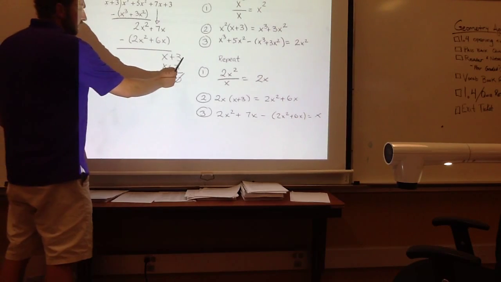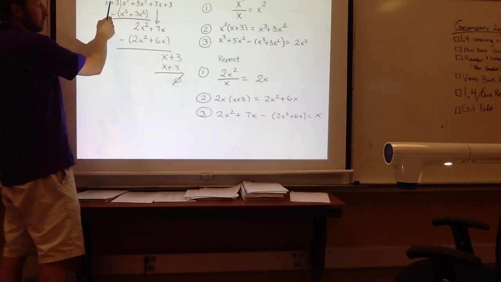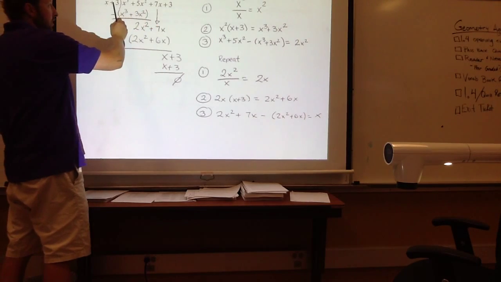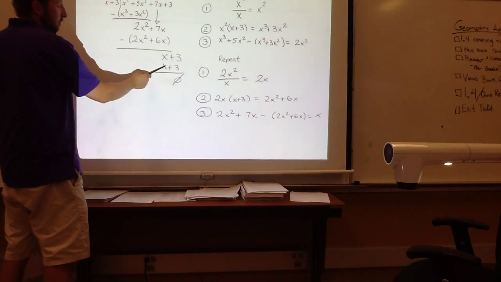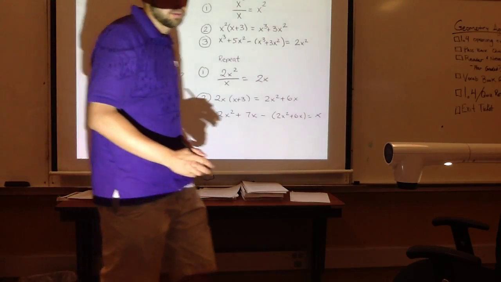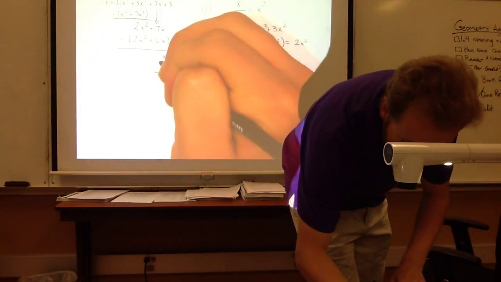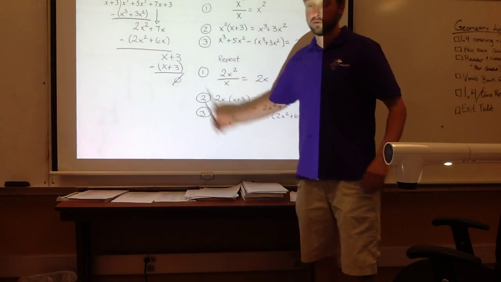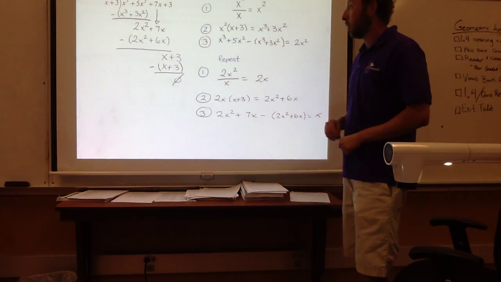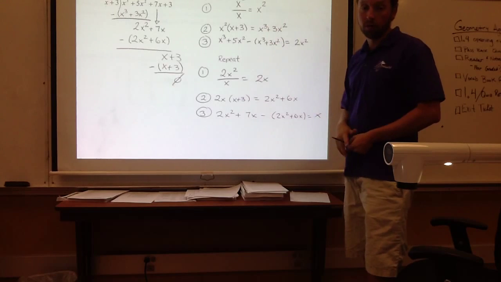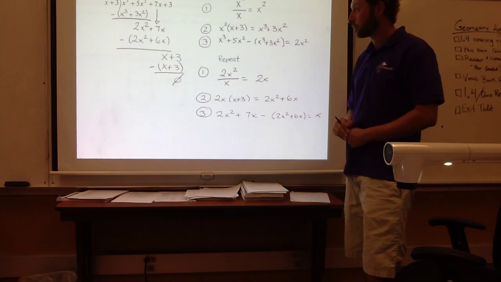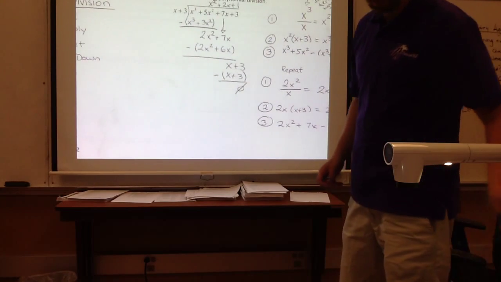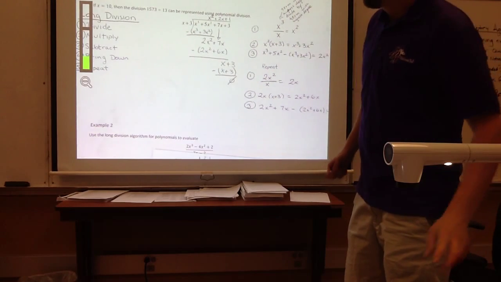Now, x plus 3 divided by x plus 3 is 1. 1 times x plus 3 is x plus 3, and now we have a subtraction problem here. That leaves us with no remainder, which is really nice. So, this is polynomial long division. I hope that you can see how it mimics regular division.